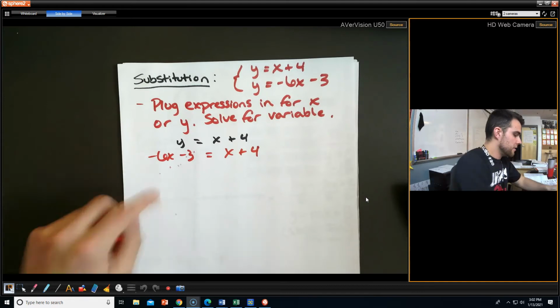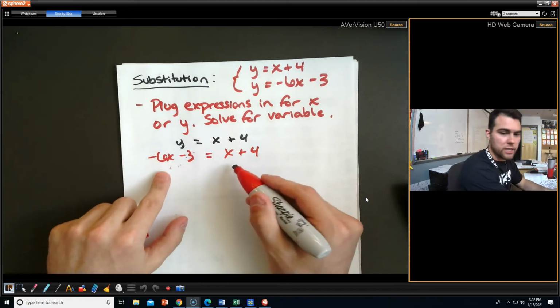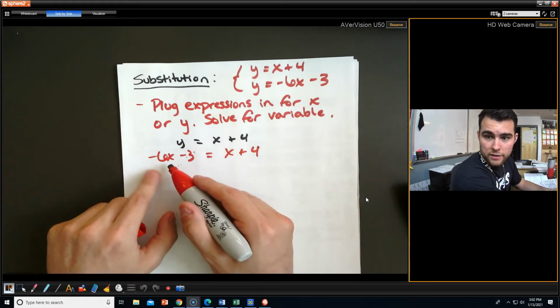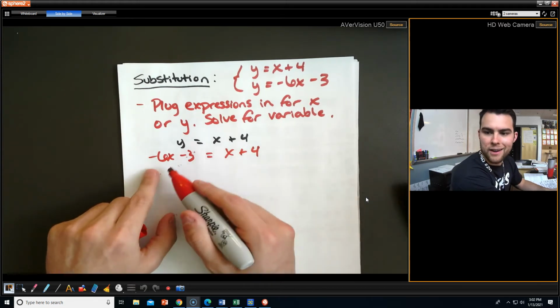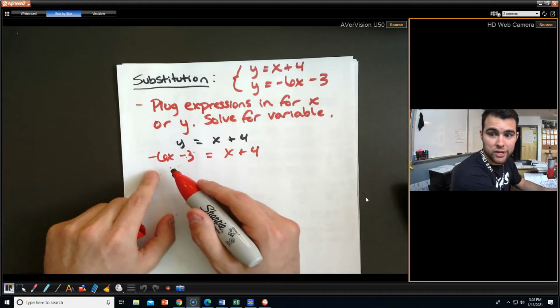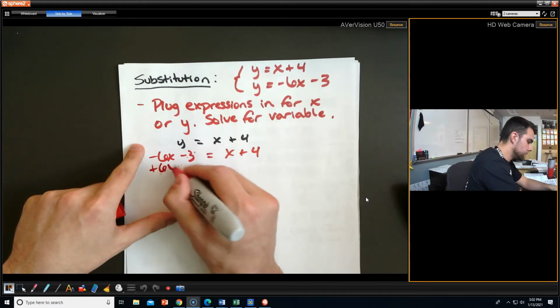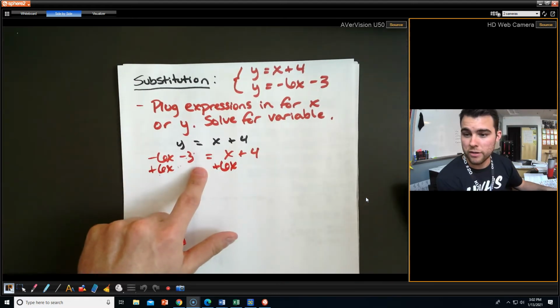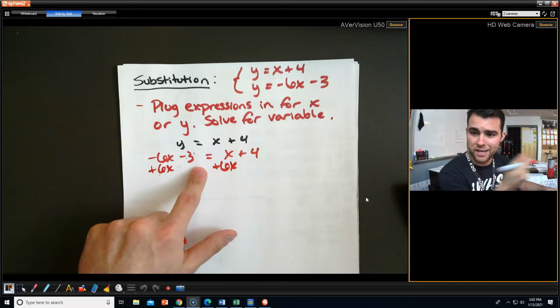Look, I have like terms on both sides of the equal sign. Okay? So I can think about undoing something here, but what I do to one side, I do the other. So if I wanted to undo this negative 6x, I could add 6x. I'm going to add 6x to both sides so it stays equal. Right? If I add 1 to one side and not the other, it's not equal anymore. Right? I got to do this to both sides.